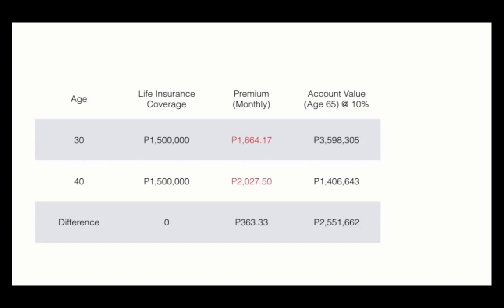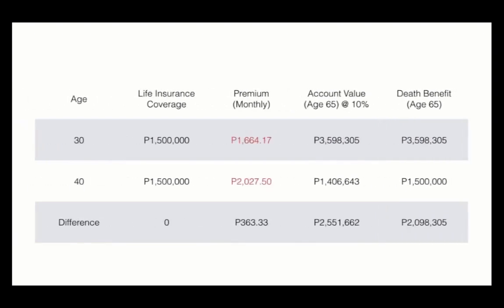So yan yung difference kapag age 30 kumuha ng VUL si Sarah at age 40 siya kumuha ng VUL. Now, if say for example, Sarah dies at the age of 65, yung death benefit ngayon na makukuha ng family niya, if she invested with the VUL plan at the age of 30, then the family will get 3,598,305 pesos. Remember, makukuha niya yung death benefit plus the investment earnings that she earned in her VUL plan.